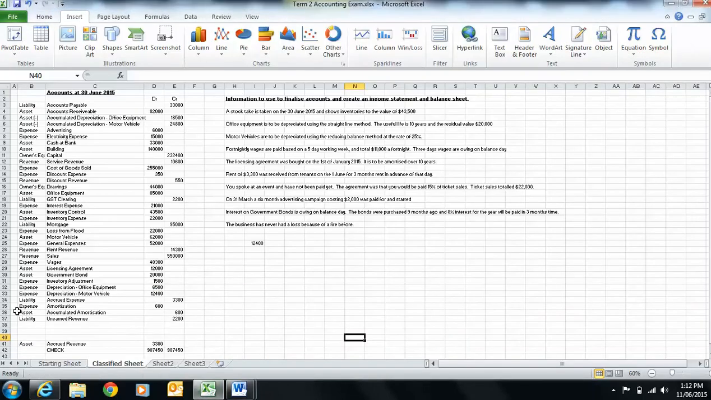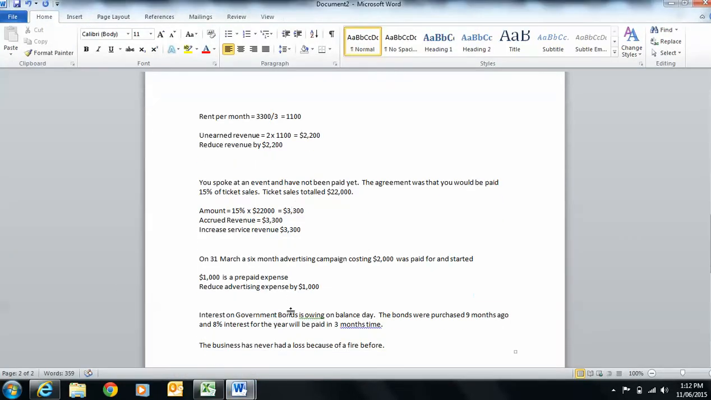So we need an asset account, which is prepaid expense. Asset accounts have a debit nature, so there's going to be $1,000 in there. And we're also then looking for our advertising expense. Here at $6,000, we have to reduce it by $1,000 to make it $5,000. We check down and we can see that everything is in balance again. Down to the last couple.